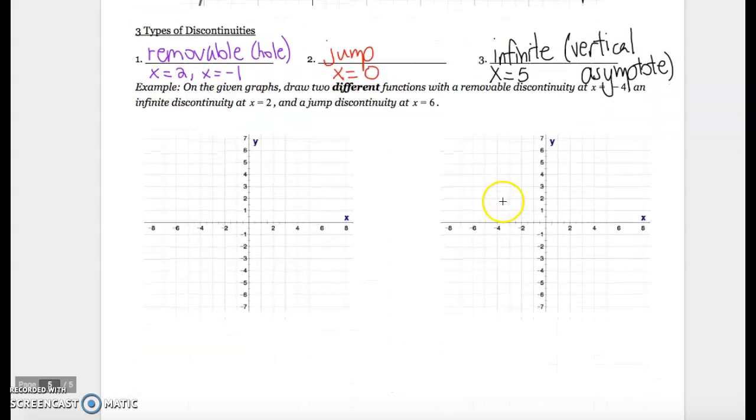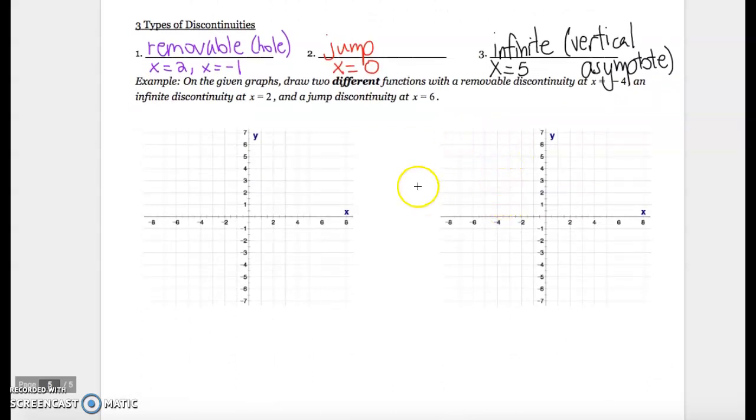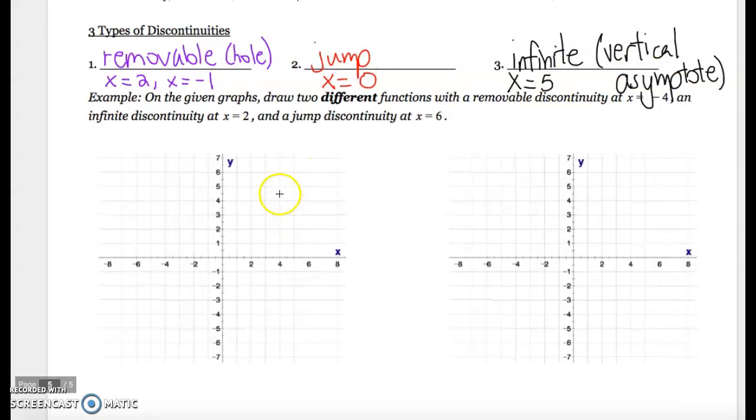The other thing you could be expected to do would be to draw two different functions that fit certain discontinuities. So for example, on this graph, I'm going to zoom in a little bit more, we're going to draw two different functions, one with a removable discontinuity at x equals -4, an infinite discontinuity at x equals 2, and a jump discontinuity at x equals 6. So I'm actually going to draw those discontinuities in right away and then put graph in between them.